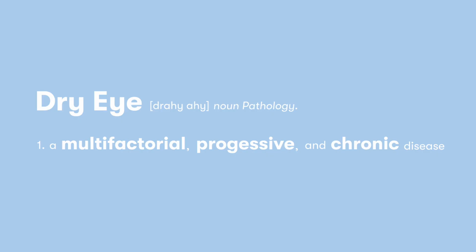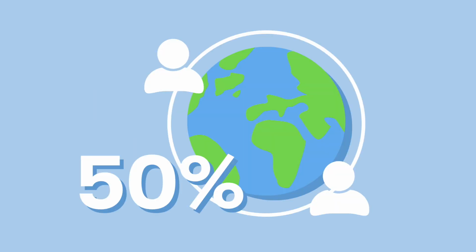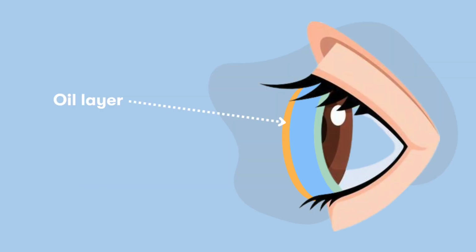Dry eye syndrome is actually a lot more complicated than just having dry eyes. You may not realize that in fact it is a chronic and progressive disease affecting up to 50% of the world population. This is the tear film in our eyes.